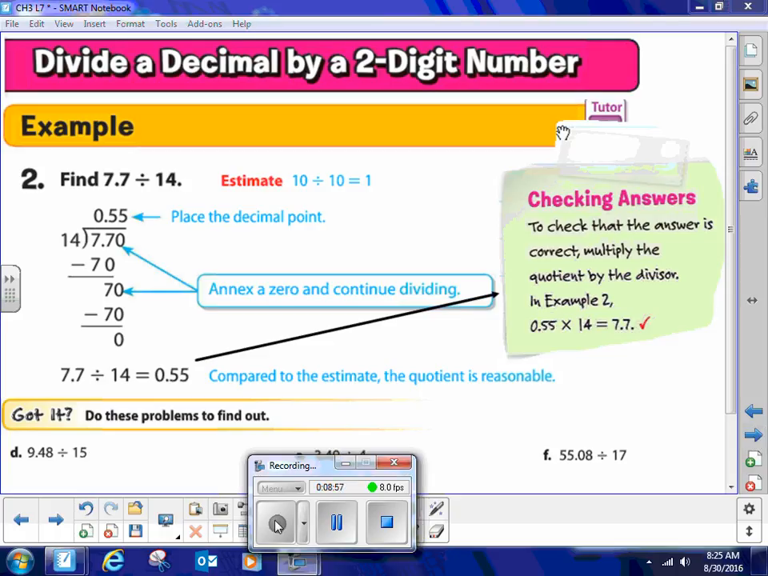Sorry about that. Okay, so here we go. They place the decimal point first. It's the first thing that they do. They even say it, place the decimal point. Okay, and then they start their division. They have to annex a 0 somewhere around here, right?